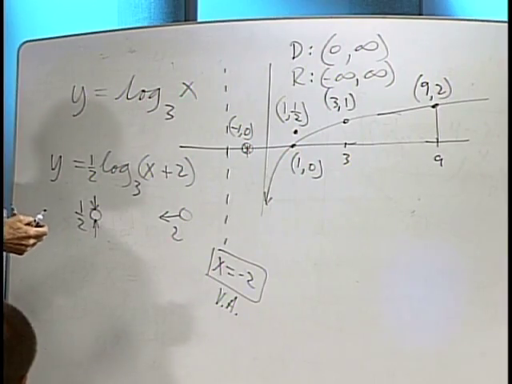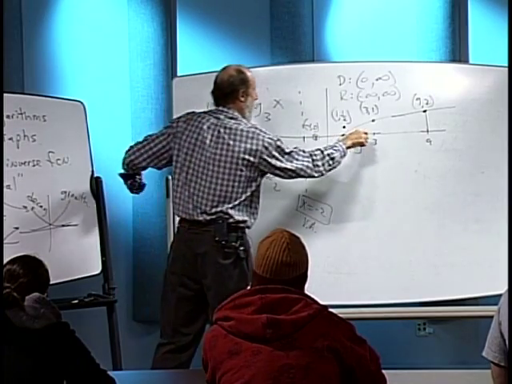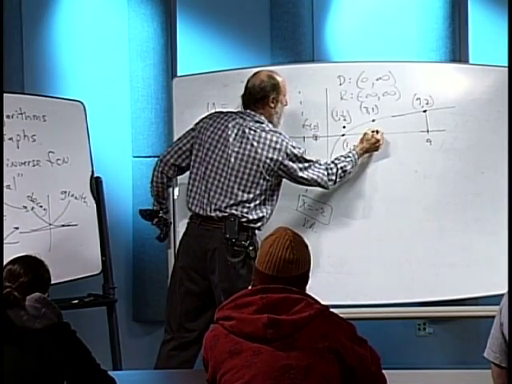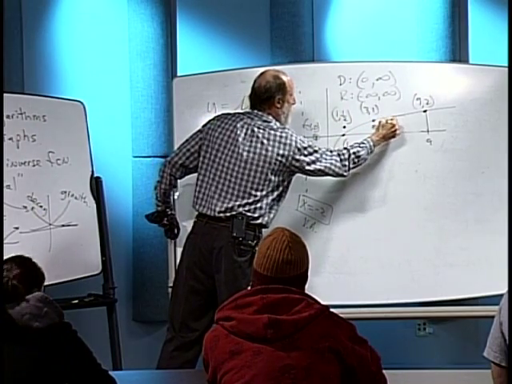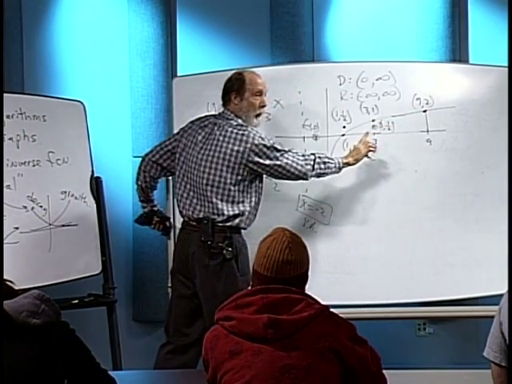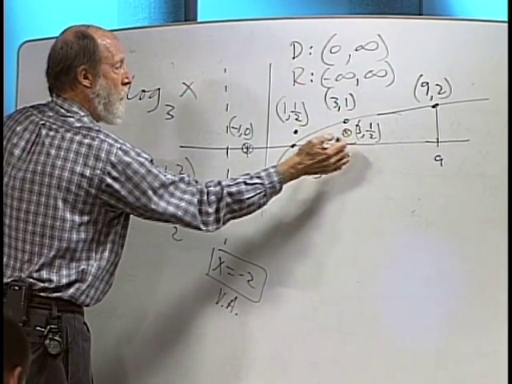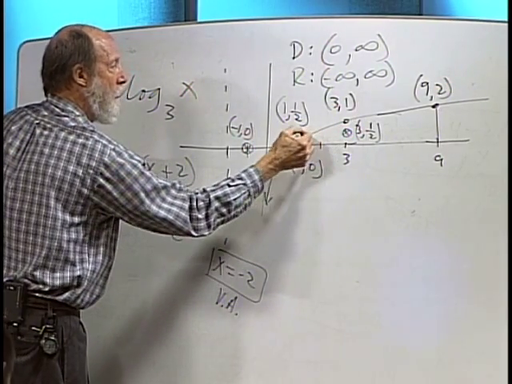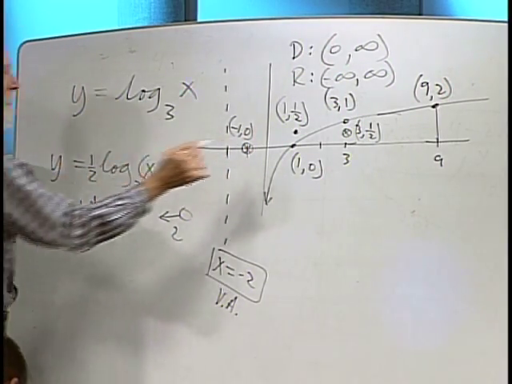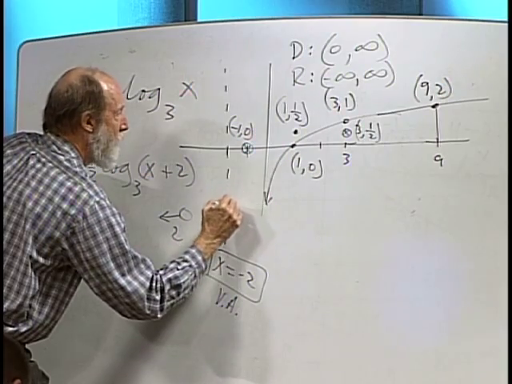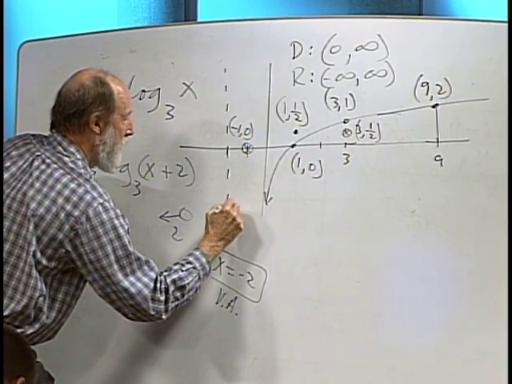So let's check it. If you took this graph and made it half as tall, there it would be at 3 and 1/2 in height, first of all. And then you take that point and move it 2 to the left. 1, 2, right on. Looking good. Everybody agree with that?